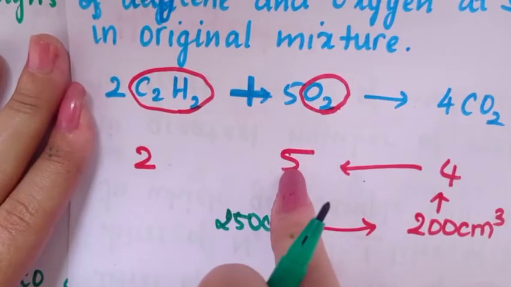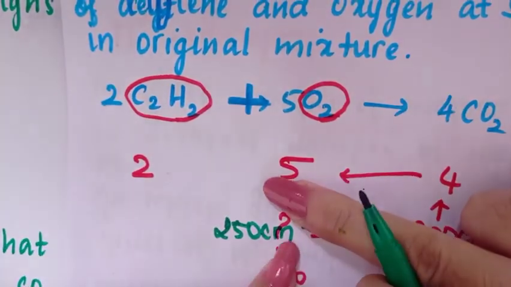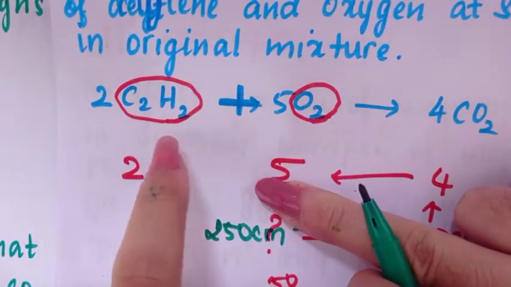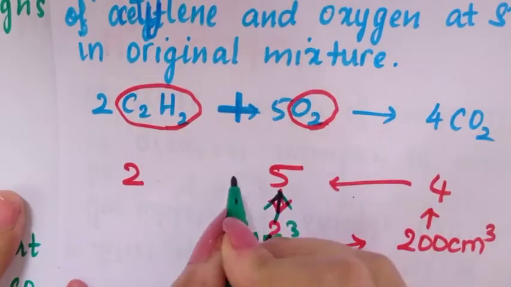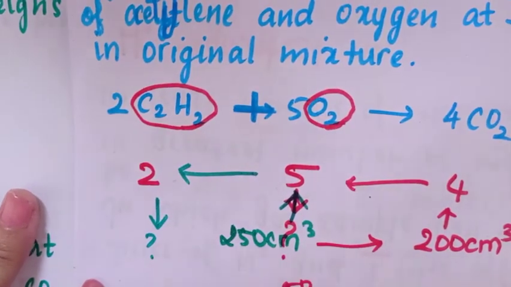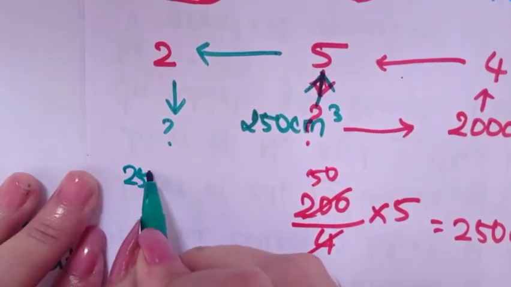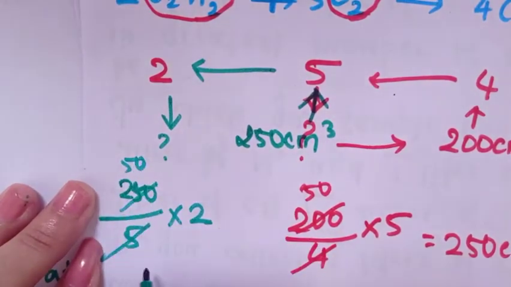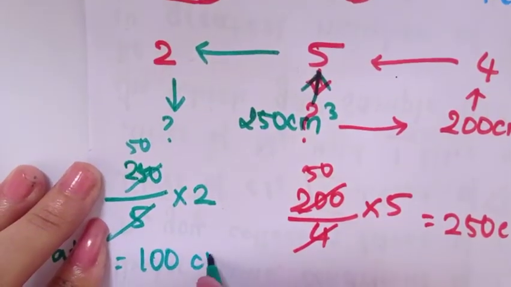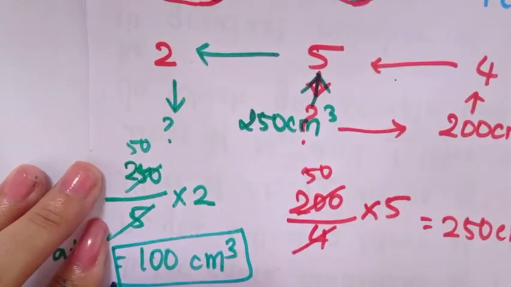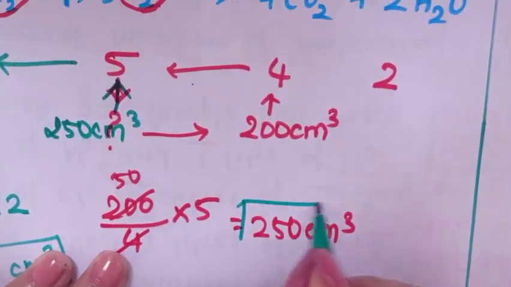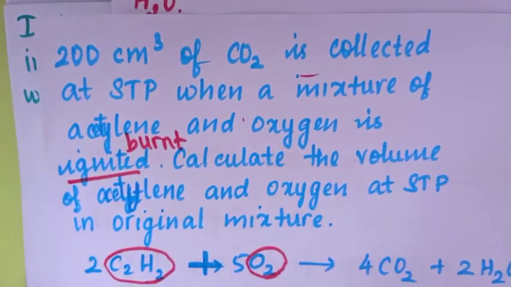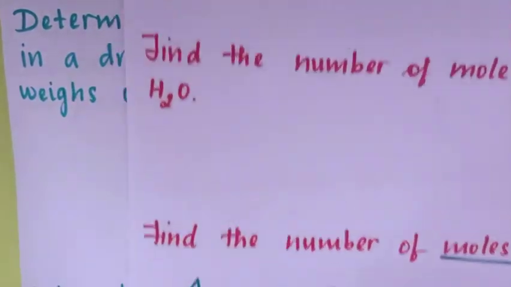Yes, now you are having 5. Don't think about this arrow mark at all. You are having 250 centimeter cube. Now the cycle starts. 250 by 5 into 2. Okay, so 250 by 5 into 2, 50 times 2, which is equal to 100 centimeter cube. Now we found what is acetylene and we found what is oxygen very easily. That's all. So we'll get questions like this in many objective exams. Don't find it difficult. It is very simple only.